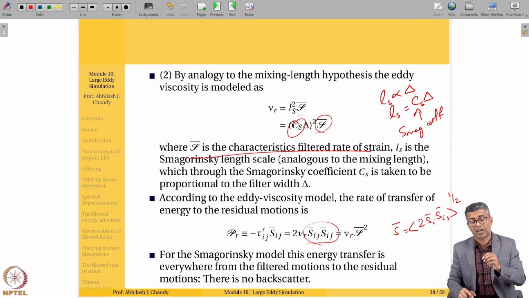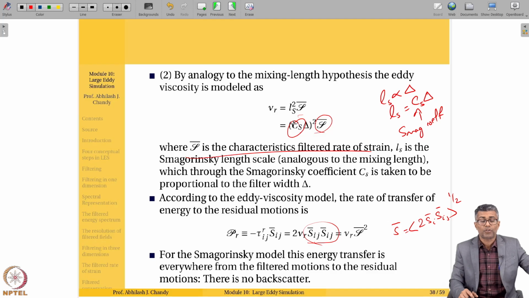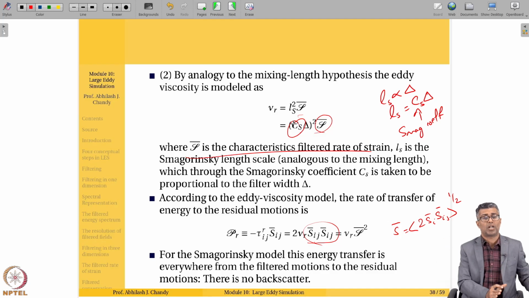Now this is what is accomplished in the dynamic version of the Smagorinsky model, which we do not discuss in this class. But in the dynamic version of the Smagorinsky model, we derive an equation for CS squared, which could be negative depending on the situation. Some examples where you could have backscatter are stratified flows, magnetohydrodynamic flows, where the flow stretches in one direction and the small scales become larger and larger. That means there is an energy transfer from the small scales to the large scales.